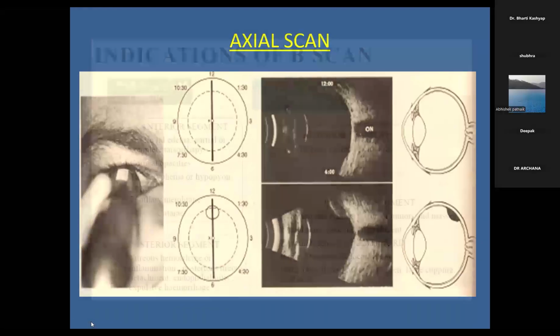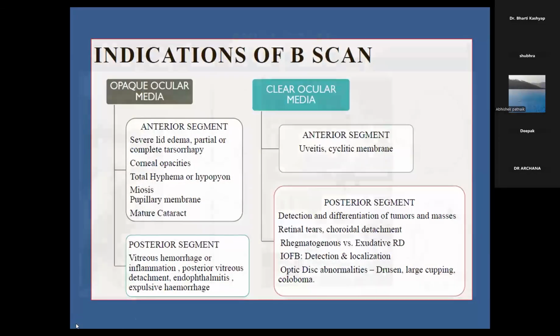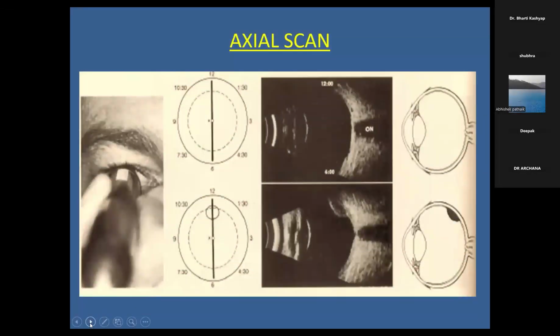Here, when we are taking a vertical scan, we place the probe directly over the eyeball, and the probe marker is at the 12 o'clock position. And whenever taking a horizontal scan, we place the marker of the probe toward the nasal side.